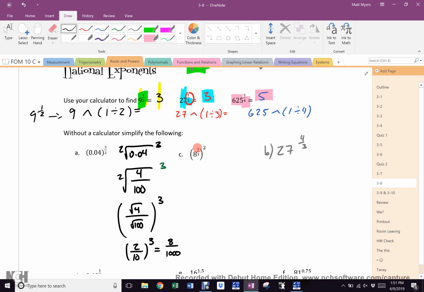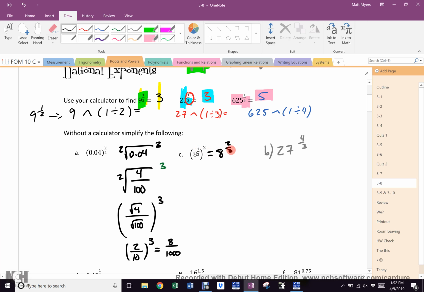2 tape measures. So what if I had 1/3 of a tape measure? I would get 2/3 of a tape measure. So this is 8 to the 2/3.